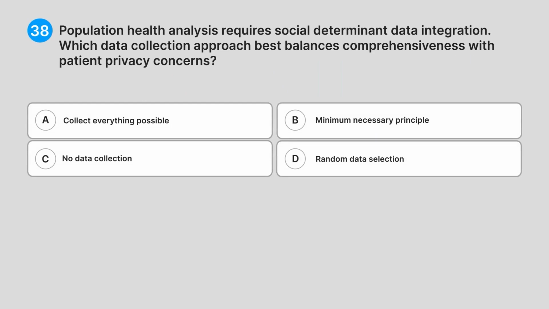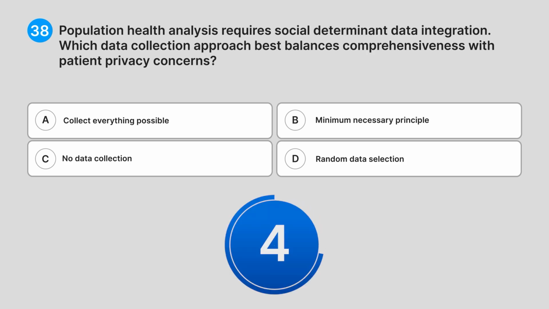38. Population health analysis requires social determinant data integration. Which data collection approach best balances comprehensiveness with patient privacy concerns? A. Collect everything possible. B. Minimum necessary principle. C. No data collection. D. Random data selection. Do you know the answer?